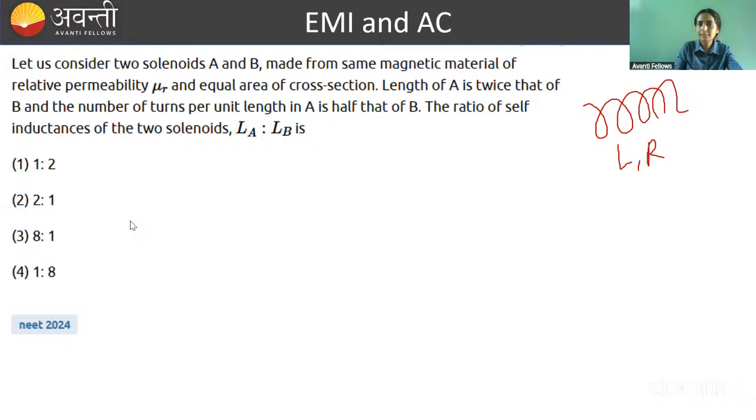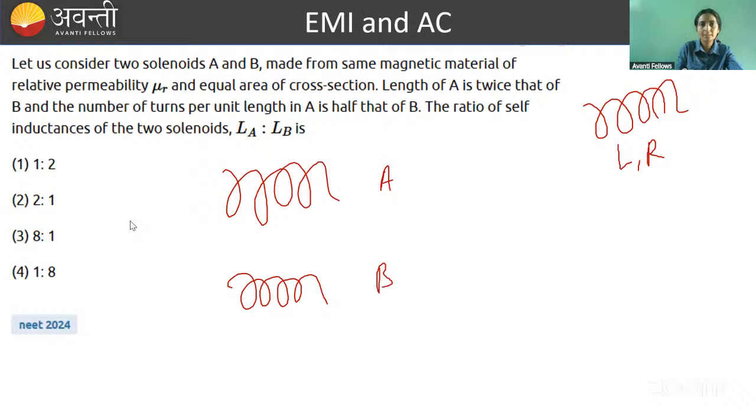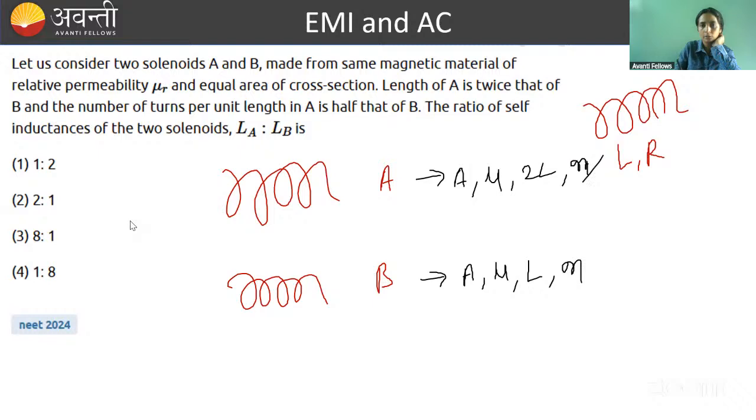Okay? So let us consider two solenoids, solenoid A and solenoid B. Both have the same area of cross section, and mu is also the same. Length of A is twice that of B. So let's say length of B is L, then length of A will become 2L. And the number of turns per unit length in A is half that of B. So let's say it is N for B, and here it will be N by 2.